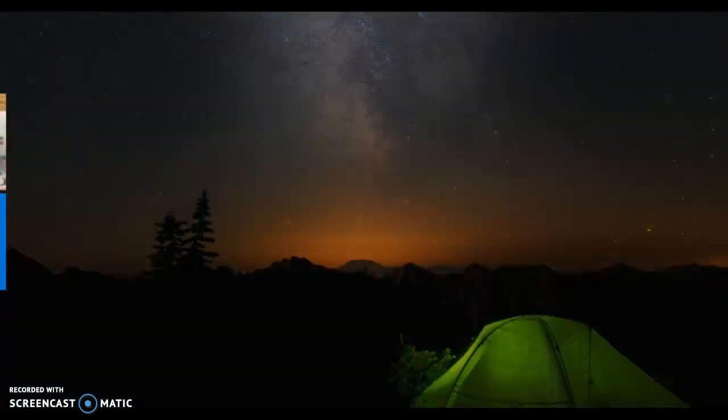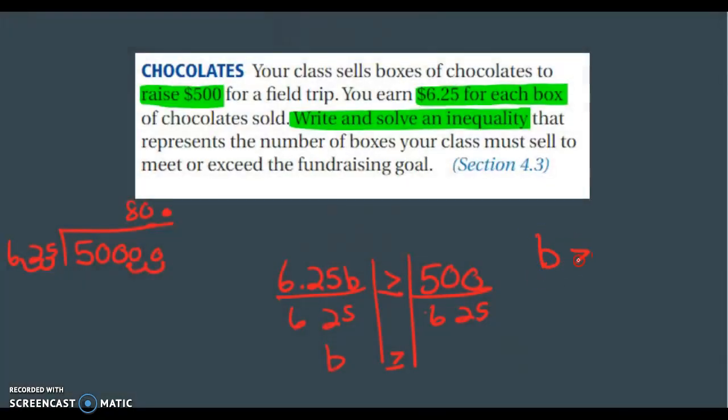So my answer is B is greater than or equal to 80. But what that means in the question is must meet or exceed. I also should have highlighted this, meet or exceed. That's what tells you there's a greater than or equal to sign. So B is greater than or equal to 80, that means I need to sell 80 or more boxes.